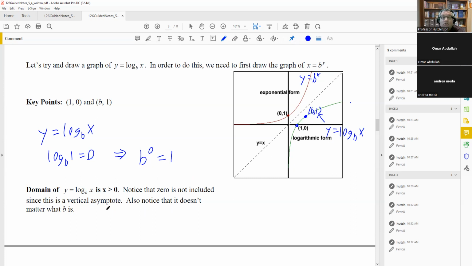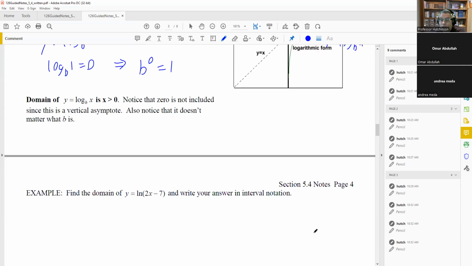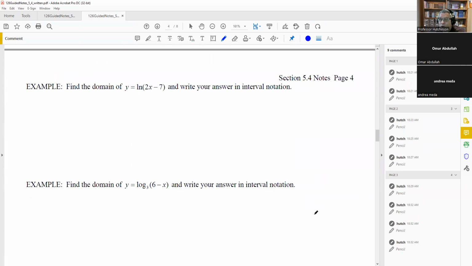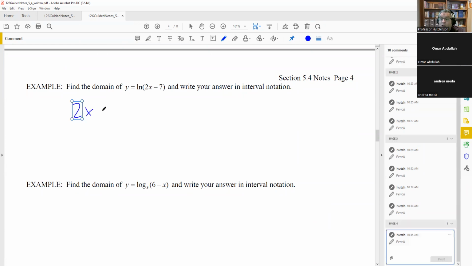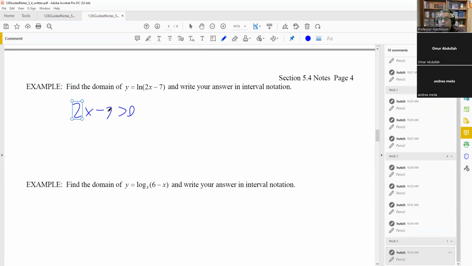A couple of questions they'll ask you in here is how to find the domain. All you're going to do is take whatever is inside the log and set it to be greater than 0. So for instance, this one here, ln is a log base e, so you're still going to do the same thing. You take whatever's inside and set it greater than 0, and then solve. So x is greater than 7/2. In interval notation, that would be 7/2 to infinity.